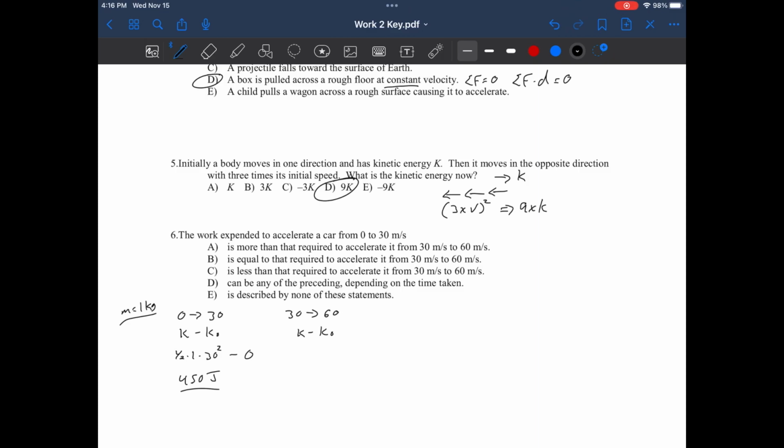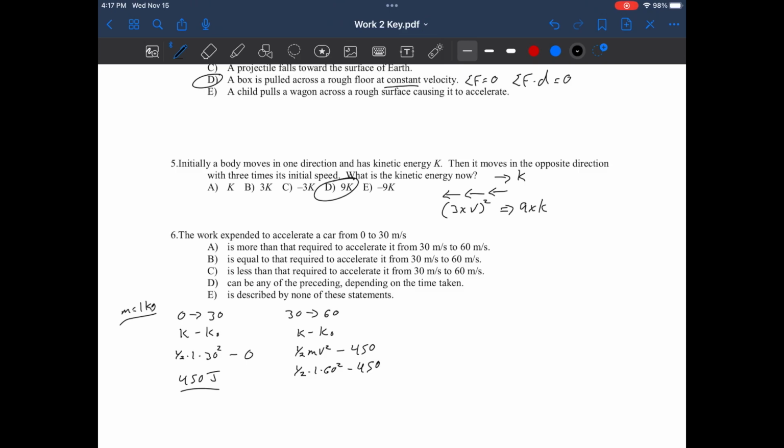Well, 60 meters per second will be our final velocity, 30 will be our initial. So we're going to calculate kinetic energy for 60, and then we're going to subtract the kinetic energy from 30. Keep in mind the velocities are squared. Now we've already done the kinetic energy for 30 on the previous problem, that's 450. So let's get the value for the kinetic energy for 60 and then subtract that 450.